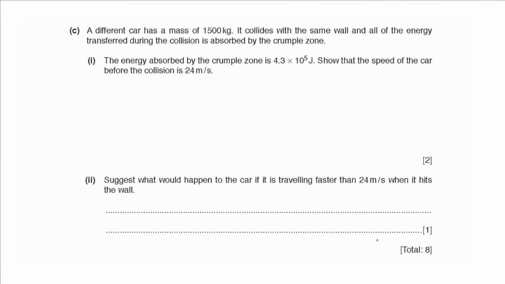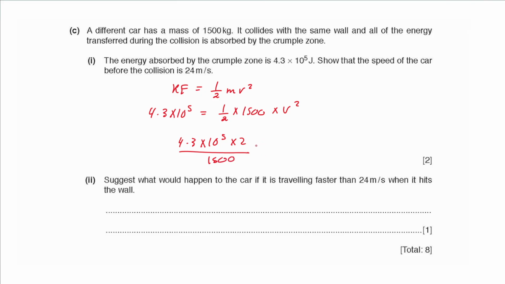Now when moving, the energy is mainly kinetic. So 4.3 times 10 to the power 5, that is kinetic energy. And we can use kinetic energy is equal to half mv squared to get v, the speed. Substituting, we have 4.3 times 10 to the power 5 is equal to half times 1,500 the mass times the unknown speed squared. So moving everything to the other side, 4.3 times 10 to the power 5 times 2 and then divided by 1,500 is equal to the speed squared. So we square root that to get the value of the speed. And the speed will be equal to 23.944, which is approximately 24 meters per second as mentioned in the question.